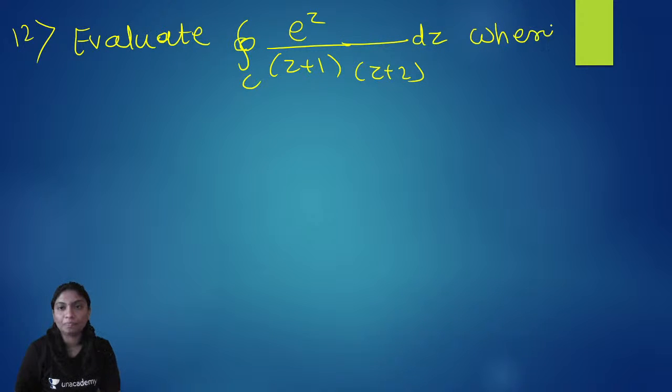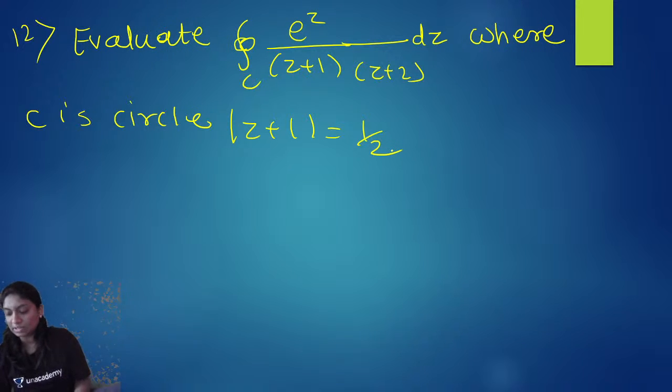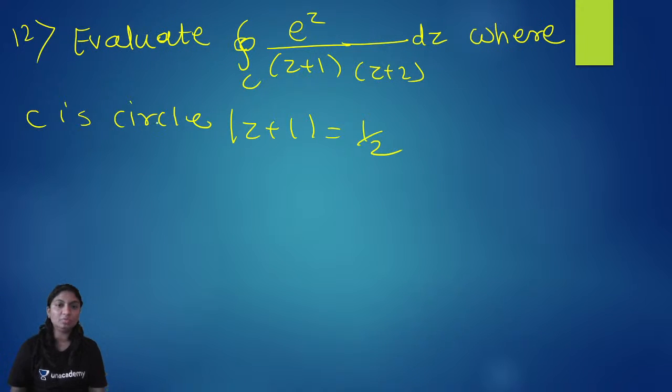where C is a circle with |z plus 1| equal to 1 by 2. It is a circle with center at minus 1, 0, and radius 1 by 2. We'll find out these points.